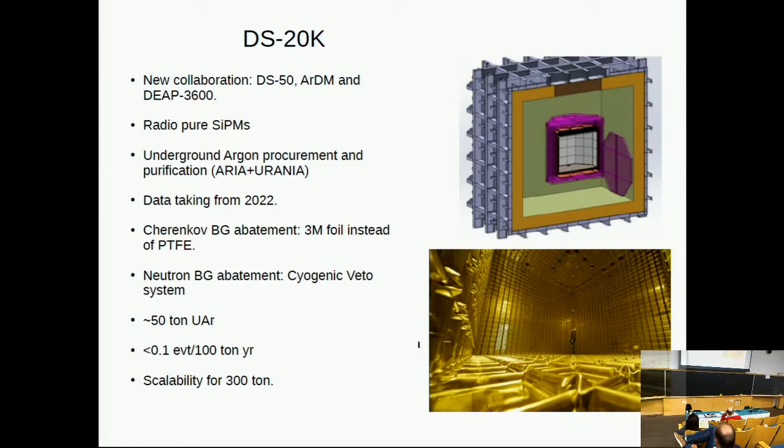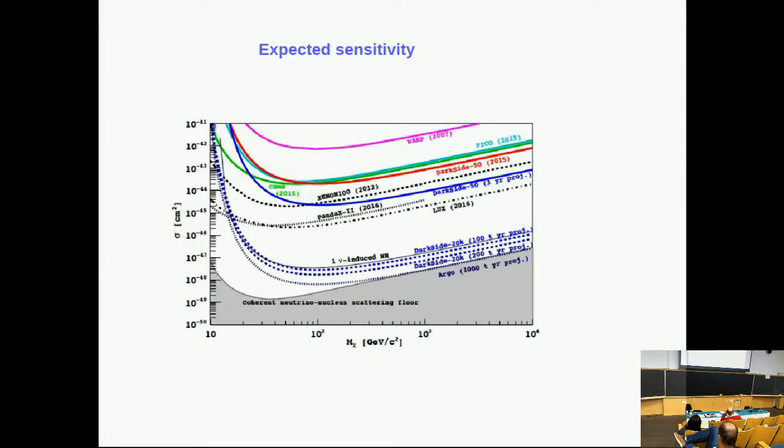So this is a picture of the current design of DS20K, and the expected sensitivity for the spin-independent cross-section for DarkSide-20K and Argo. So, that's it.